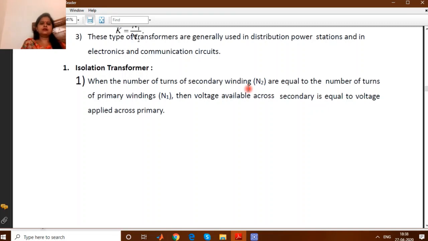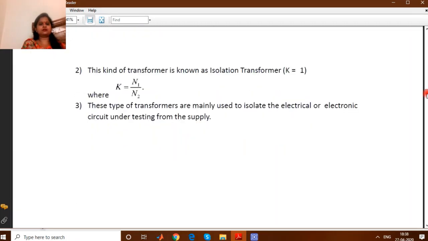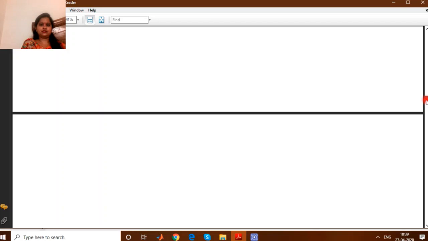So we need to connect a transformer between them, with an equal number of turns, so that V1 is equal to V2 and the turn ratio will be 1, and there will be isolation between the two electrical circuits, because in a transformer between primary and secondary winding there is no electrical connection. They are electrically insulated from each other and magnetically coupled with each other.